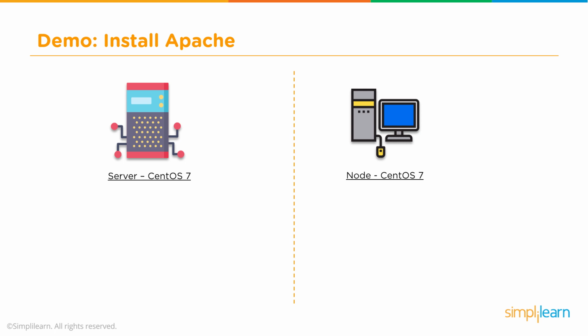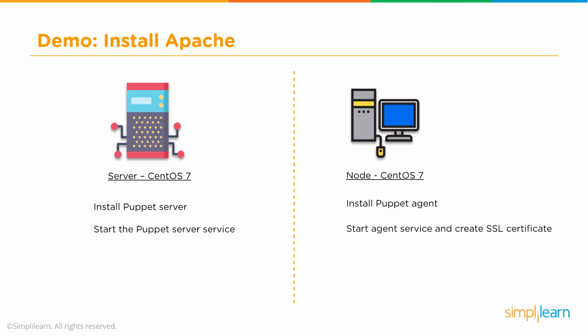Now both these machines are going to be CentOS 7 machines, and I have Oracle VM VirtualBox installed on my machine. So on that I've simply created two virtual boxes, both CentOS 7 of course. So before we move on to the actual demo, I'll just take you through the various steps. So first we'll install the Puppet server on our server or master machine. We'll then start this server service. We then shift over to our node or the client machine and we'll install the Puppet agent service. We will then start this service too.